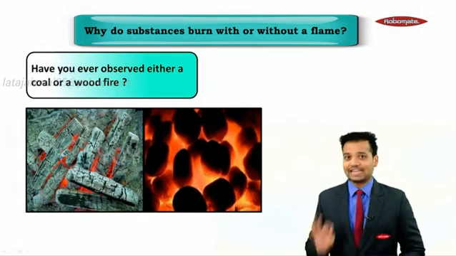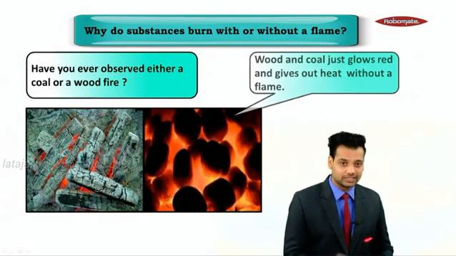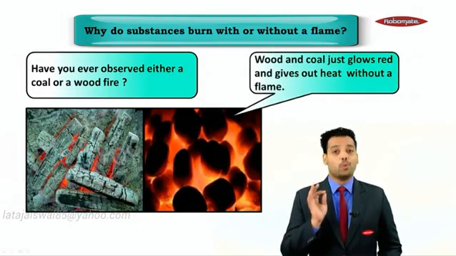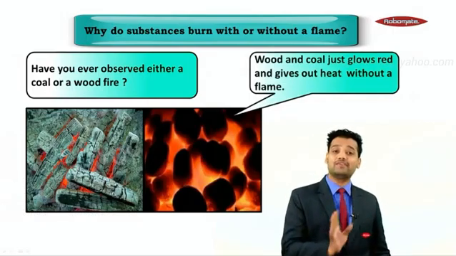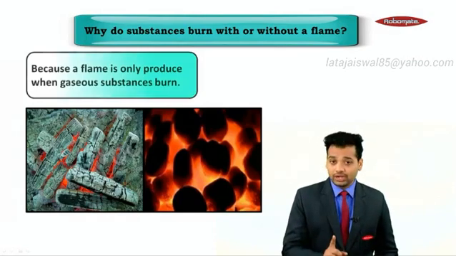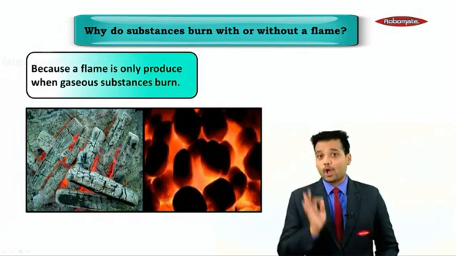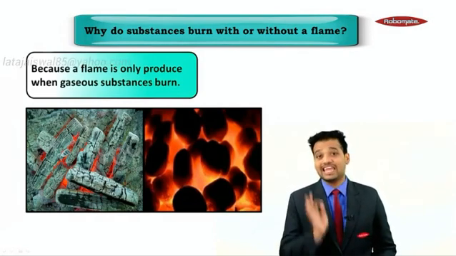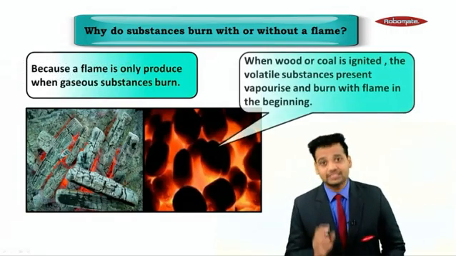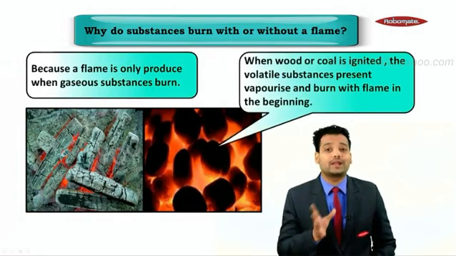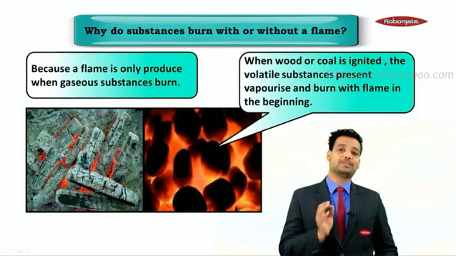The reason for that is only volatile substances. Now, what are volatile substances? Wood and coal just glow red and give out heat without a flame. When gaseous substances burn, they give out flame. So, volatile substances are substances which vaporize and burn with the flame in the beginning.